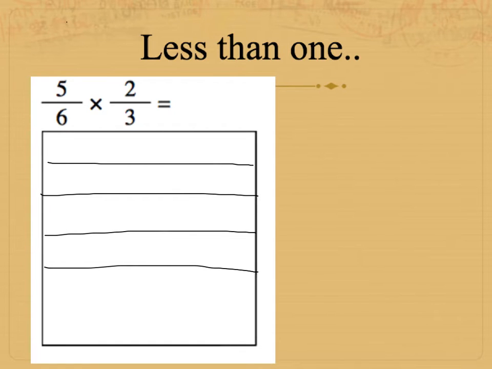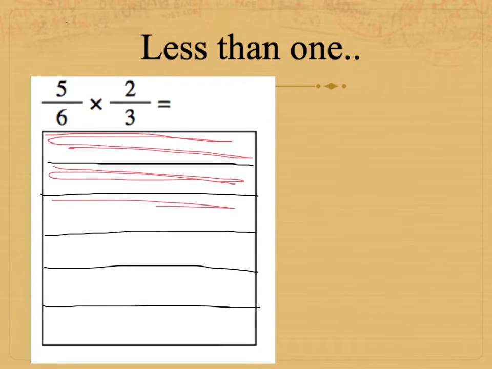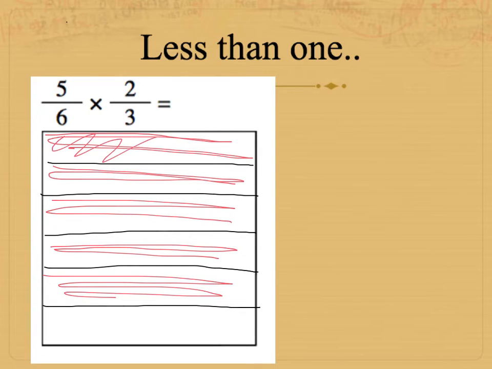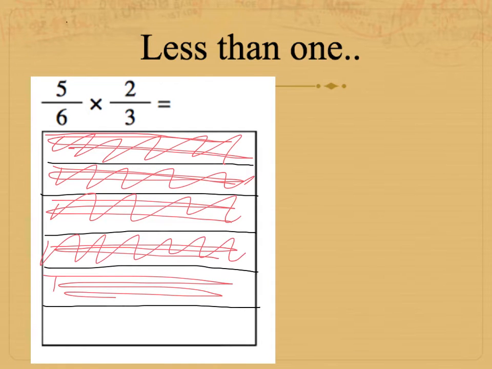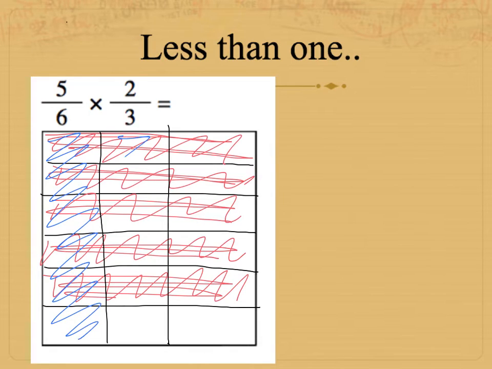1, 2, 3, 4, 5. Okay, so I have 6 pieces here on my model. And out of those 6 pieces, I have 1, 2, 3, 4, 5. All right, so I have 5 pieces here. Now, on this area model, I'm also going to represent 2/3 because 2/3 is my other fraction and I'm multiplying by that. So I'm going to cut this into 3 pieces and I have 2 out of those 3 pieces.